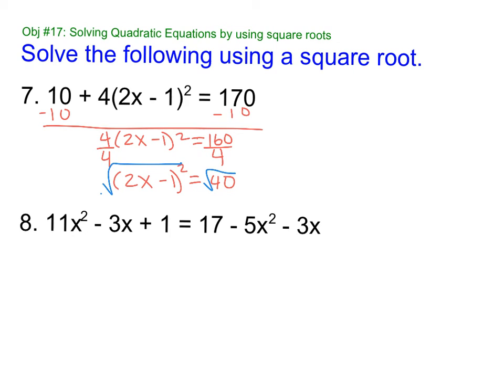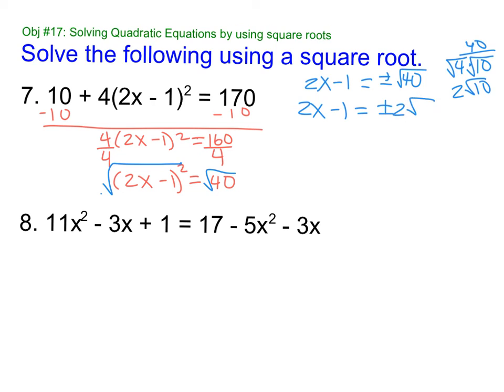Because there's a number in front of the x, we have 2x minus 1 equals plus or minus root 40. Now, how do you rewrite plus or minus root 40? So 40 is 4 times 10. Root 4 times root 10 is 2 root 10. So 2x minus 1 equals plus or minus 2 root 10. We're going to add our 1 to both sides. 2x equals 1 plus or minus 2 root 10.